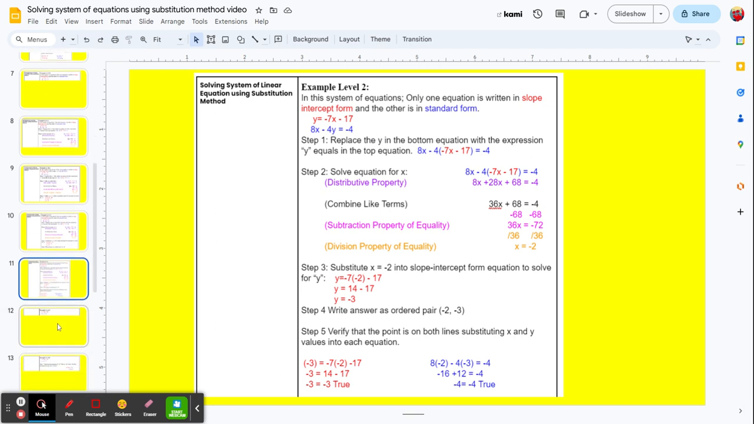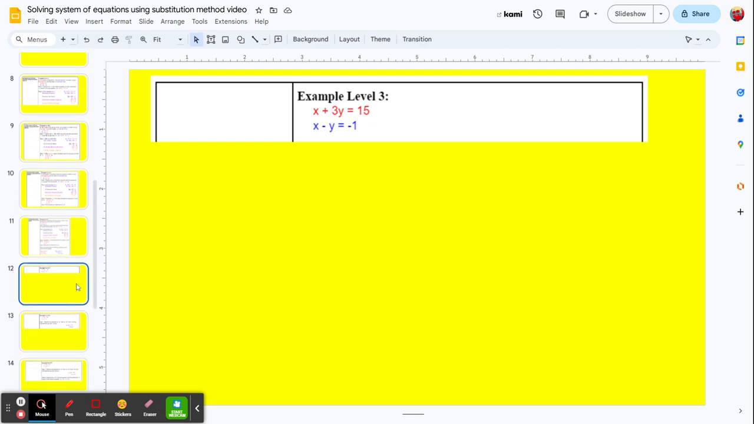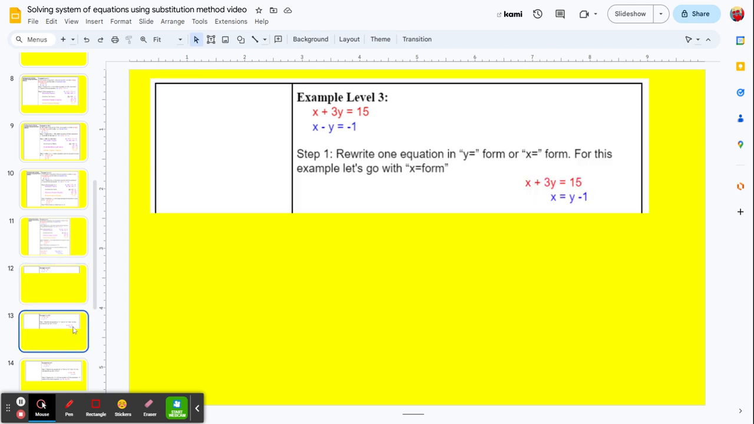All right, let's go to the hardest level for our class here, which would be something like this, where both equations are in standard form. All right, you have x plus 3y equals 15. You have x minus y equals -1. All right, first step is we need to rewrite one of those equations so it's either in y equals form or x equals form. All right, let's be a little different than this one. Let's go ahead and rewrite one of the equations so it's x equals, so you can see how this works. Again, it doesn't matter which way, but I'm just driving this way.